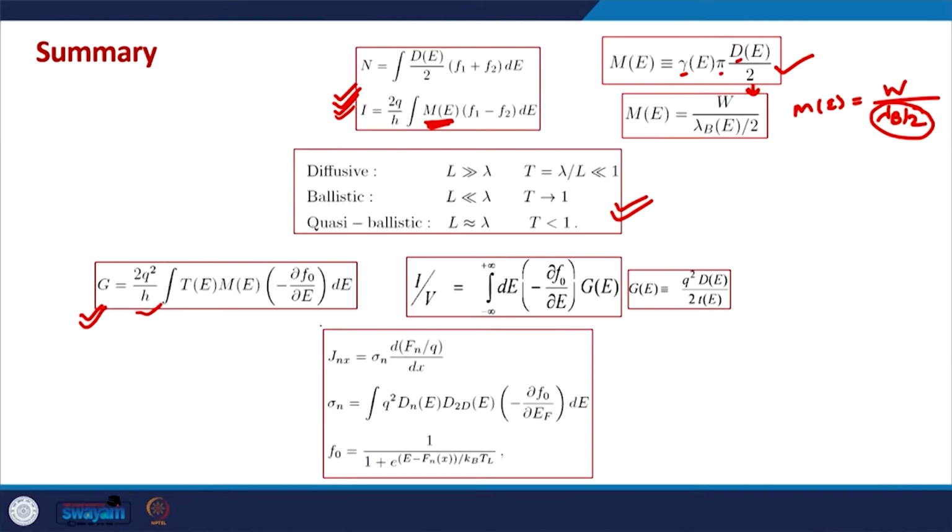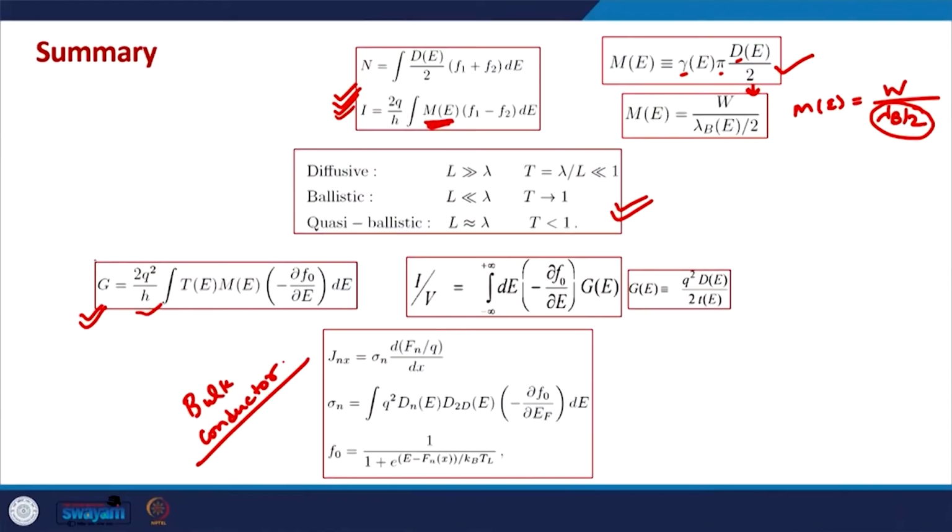Then we generalized these ideas to a bulk conductor, and for the bulk conductor we derived these expressions essentially. In a bulk conductor, instead of having the Fermi level just at the contacts, we have the notion of a quasi Fermi level inside the conductor as well, when the steady state current is flowing.